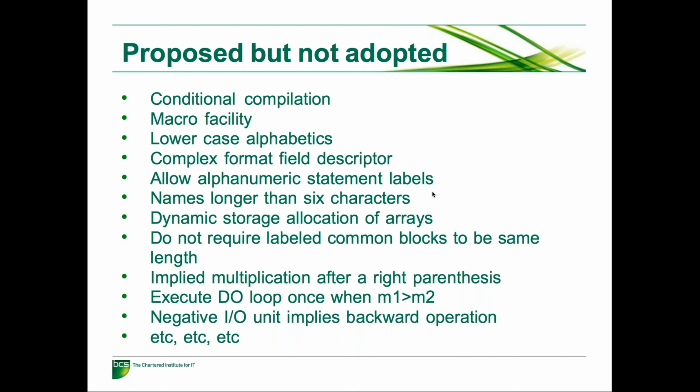There was total confusion about DO loops in the 70s when the first limit was greater than the second limit. Should it be executed once or ignored, and so on? That finally got sorted out, thank goodness. And then another oddball thing, negative IO unit implies backward operation. And on and on and on. All this stuff is on the FSG website, if you care to plow through it and have a look.